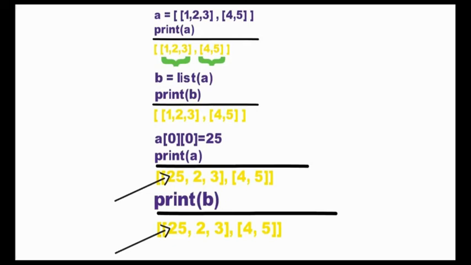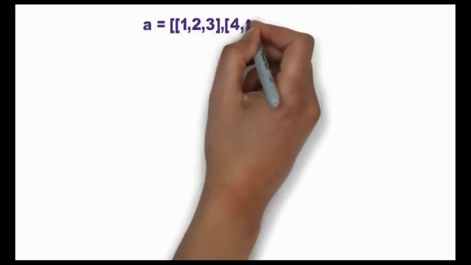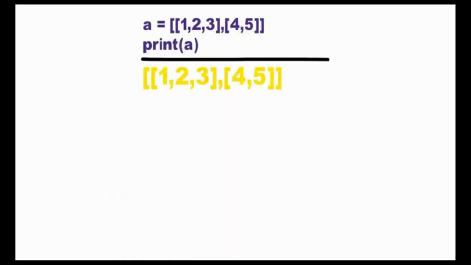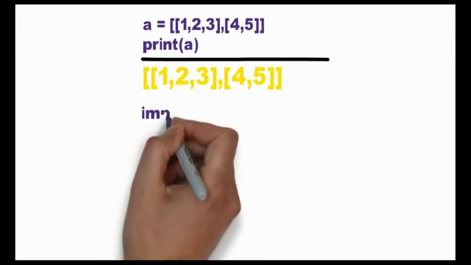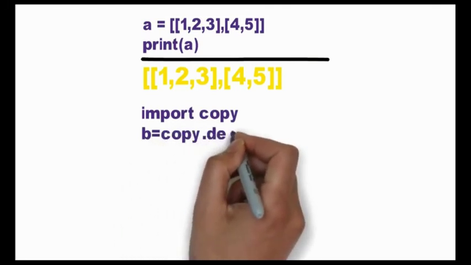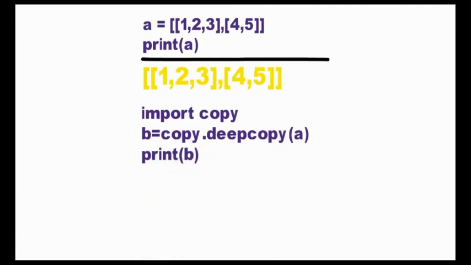To solve this, we need to deep copy the list. So let's see how we can deep copy a list. Let's create our list again, which contains two lists inside it. So A equal to 1, 2, 3 in one list and 4, 5 in the second list. In order to deep copy a list, we have to import a module called copy. Now let's copy the list A to list B using deep copy.